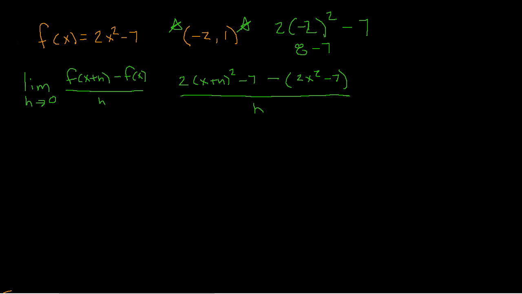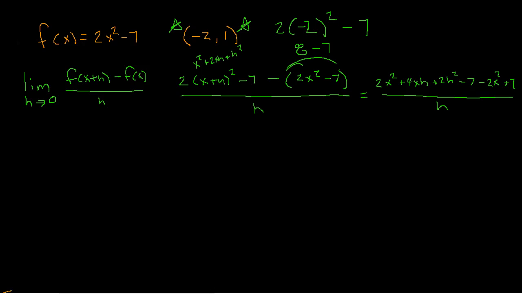All right, so in the numerator, I already know what (x plus h) squared is. That's x squared plus 2xh plus h squared. So now I just got to distribute 2. So that's going to give me 2x squared plus 4xh plus 2h squared minus my 7. Now I'm going to distribute this negative sign back here. So I get minus 2x squared plus 7, all divided by h.